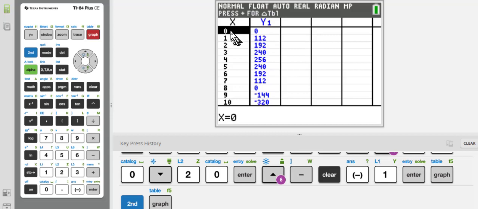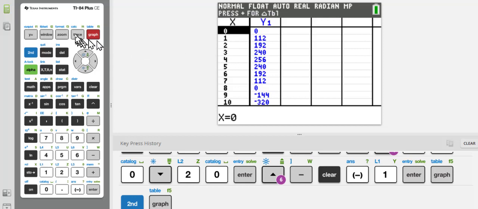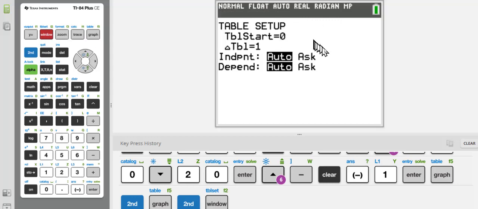One thing I did want to show you, when I pulled up this table, mine was all nice and pretty, 0, 1, 2, 3, and so on. Yours may not look like that, depending upon how you have things set. You want to go to these table settings, second and window. Above that in blue, it says TBL set, table setup. We're going to go there. My table start is set to 0, and my delta table is 1. That means it starts at 0 and it changes by 1. So it goes 0, then 1, then 2, and so on.